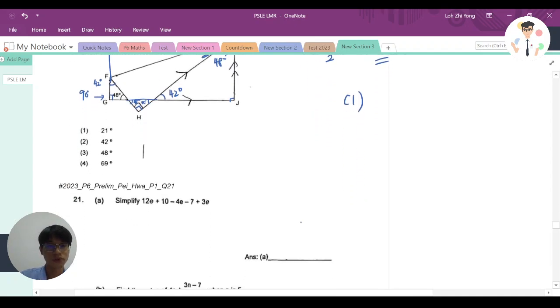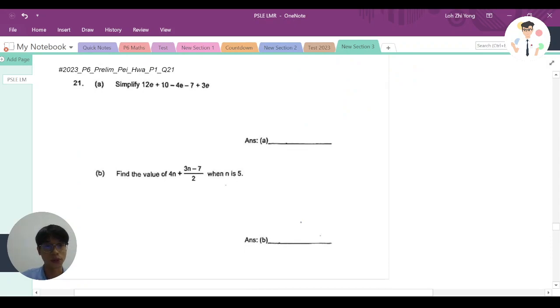Let's move on to our next question, which is from Pei Hua, paper 1, question 21. Here it says simplify. Simplify basically means you need to combine those terms that can be combined, the same terms. So 12e minus 4e plus 3e, I can combine. Then the leftover is plus 10 minus 7. So 12e minus 4e is 8e, 8e plus 3e is 11e, and plus 10 minus 7 is equal to 3. The answer is 11e plus 3.